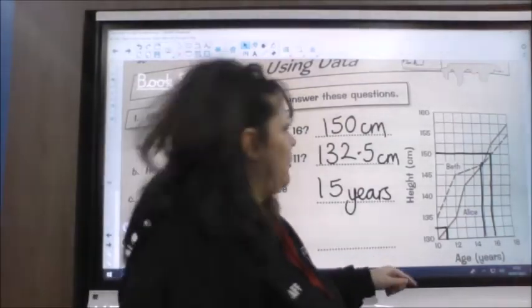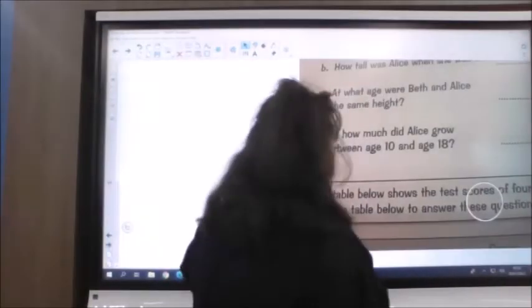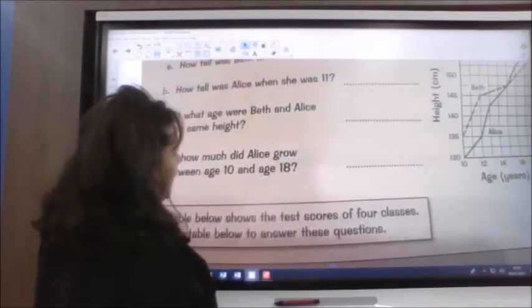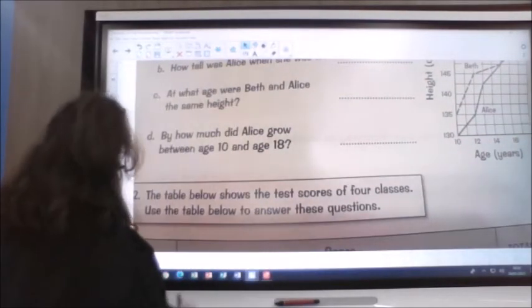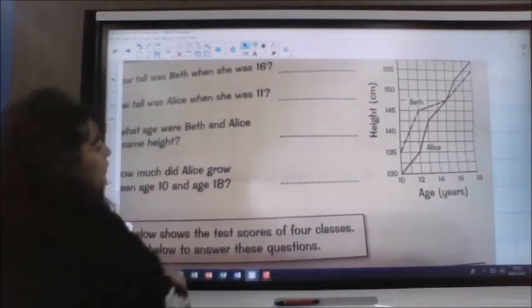Okay. So then, the last question, by how much did Alice grow between the age 10 and 18? So if we have a little look, I'll get rid of those lines so it's not confusing. Okay, right, let's move it back again and over. Okay, it's gone walkabout, hasn't it, a little bit? So let's move my board back. There we go.